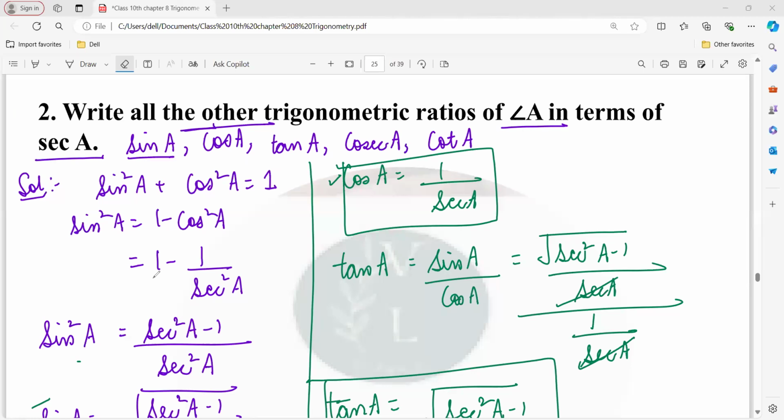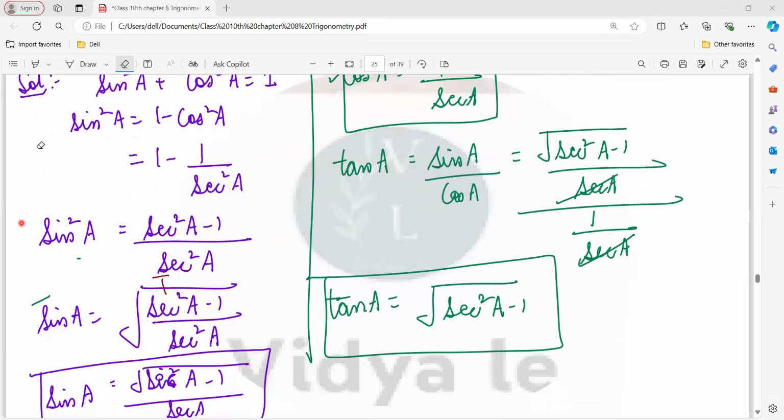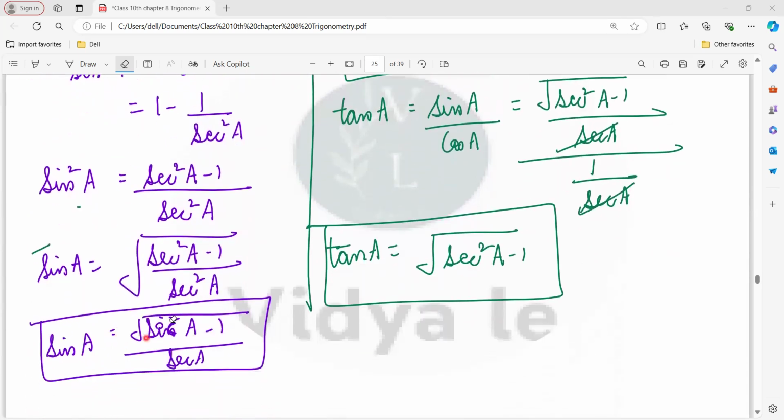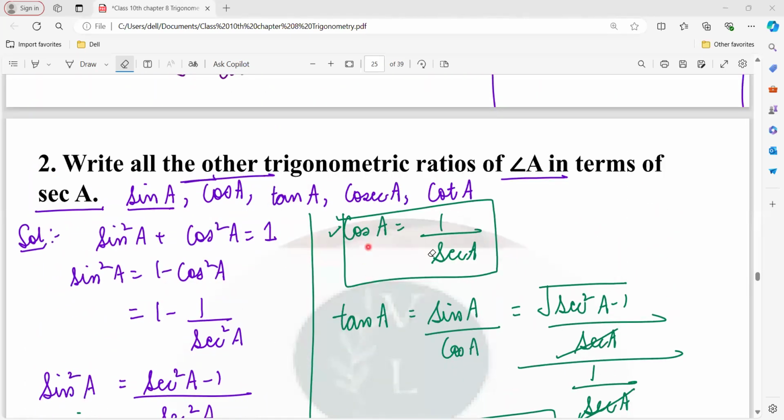We can write 1, and we got 1 minus 1 upon secant square A. Taking the LCM, we got secant square A minus 1 upon secant square A. Now, sine square A is equal to this value. So sine A will be the square root of this value. So we got sine A is equal to square root of secant square A minus 1 upon secant A. Okay. Now we need to find cos A, and cos and secant are inversely proportional to each other. So we'll directly write cos A is equal to 1 upon secant A.